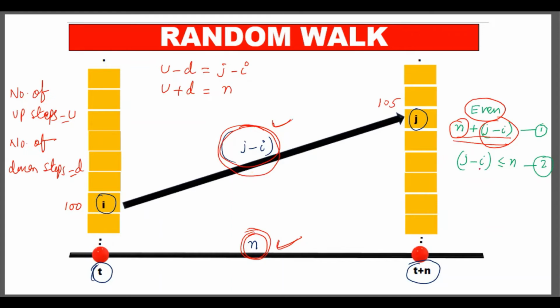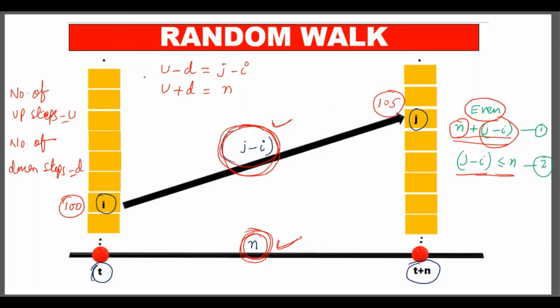Another condition, J minus I should be less than or equal to N. J minus I is the increment, N is the number of steps. Can you imagine? From 100, I want you to get 105 in 3 moves. Not possible. You can never go to 105 from 100 in 3 moves, because the maximum increment for you will be 1 per move. So J minus I, the increment, should be less than or equal to the number of time periods. It can never be greater than the number of games allowed to play.